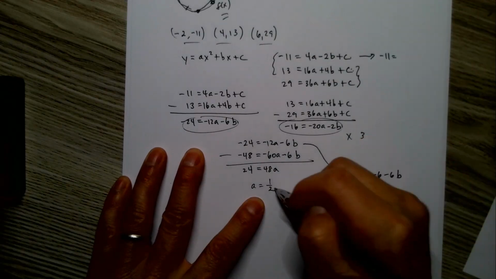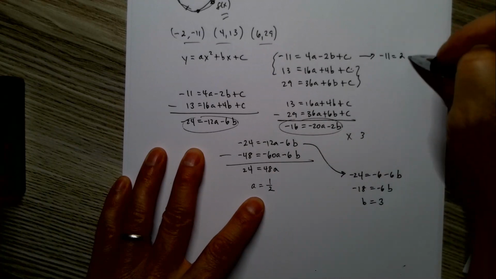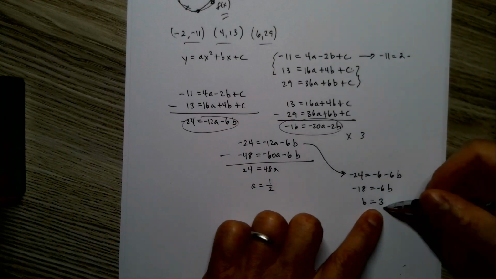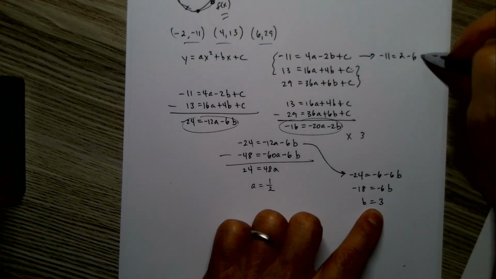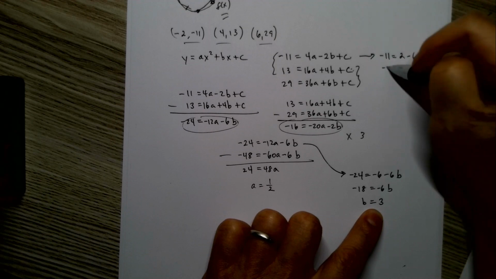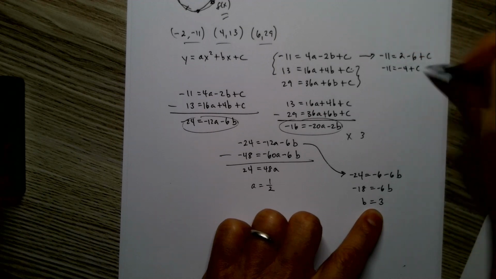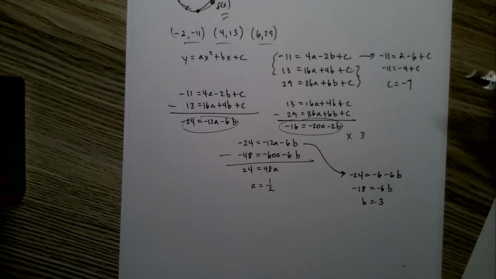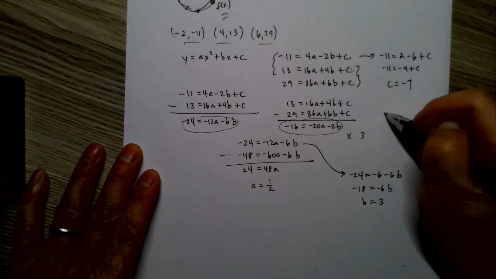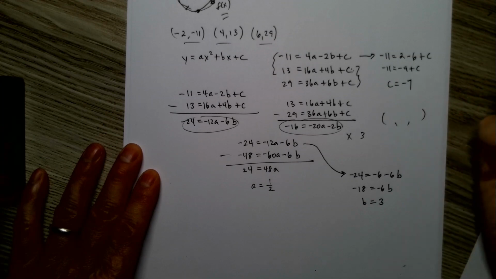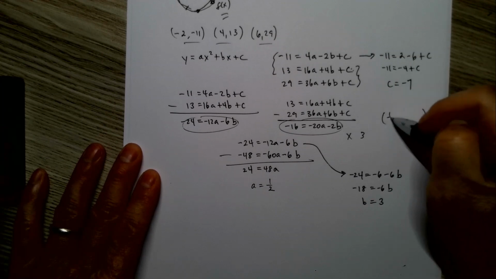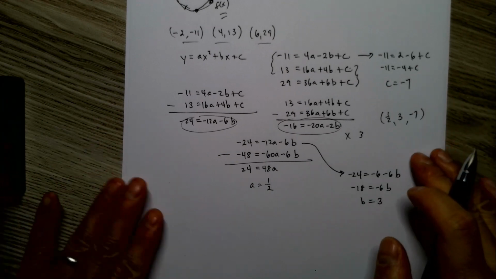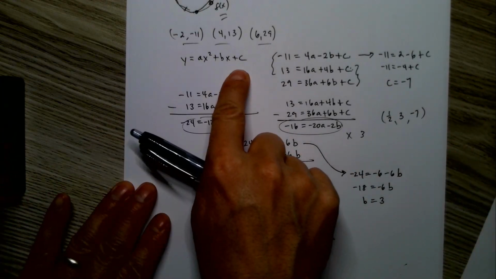4 times 1/2 is 2, minus 2b, and b is 3, so 2 times 3 is 6, plus c. And c is -7. Okay, so now I know that my ordered triple for a, b, and c is 1/2, 3, and -7, but remember what I was trying to do. I was looking for the quadratic function.